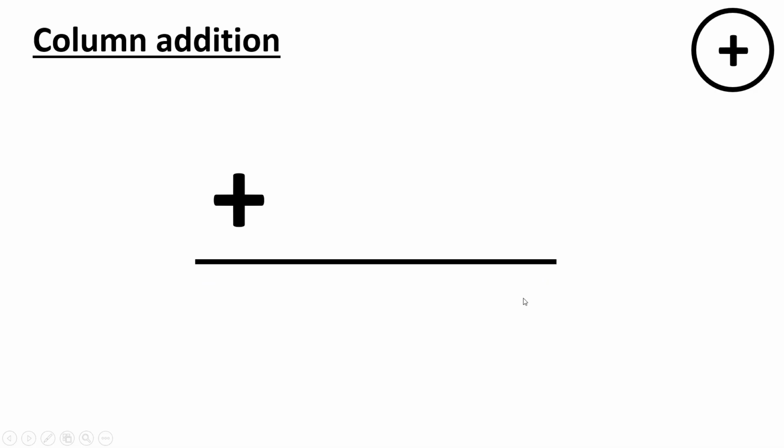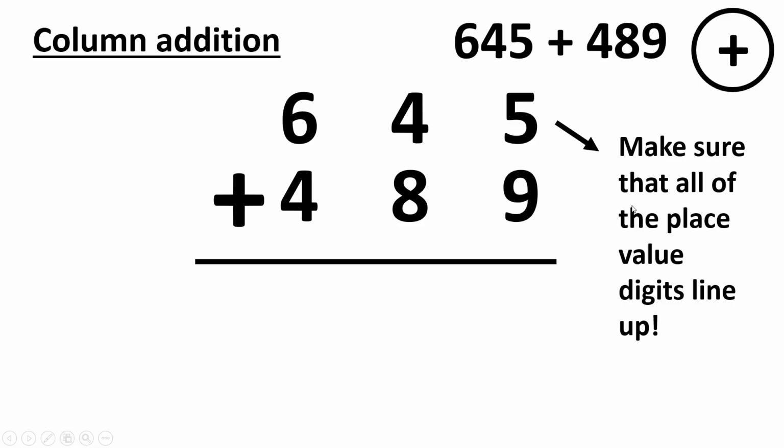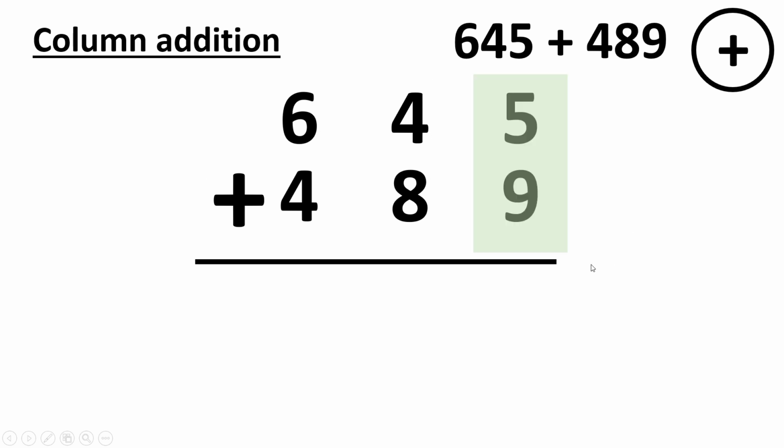So, let's see this sum first. 645 plus 489. We always put the two numbers or more numbers that we're adding in the yellow box, as I said before. And remember, when we're doing this, we always have to make sure that the place value digits line up. So the ones will line up, the tens, and so on. So, we always start from the very right, from the ones. So that includes 5 and 9.